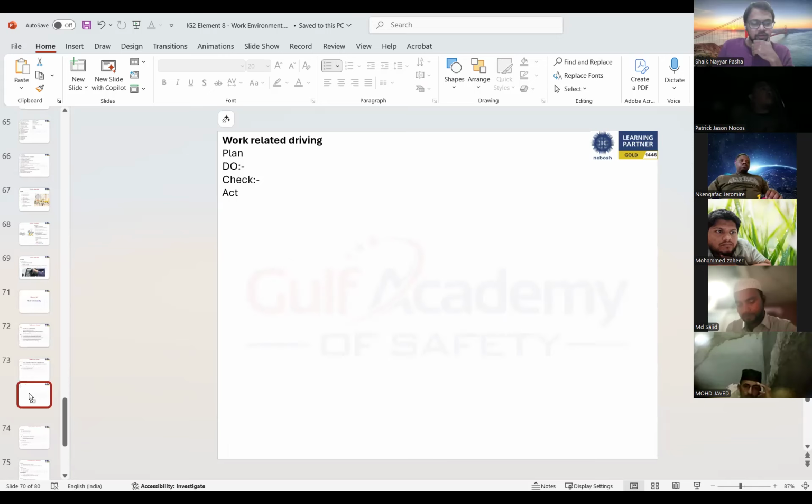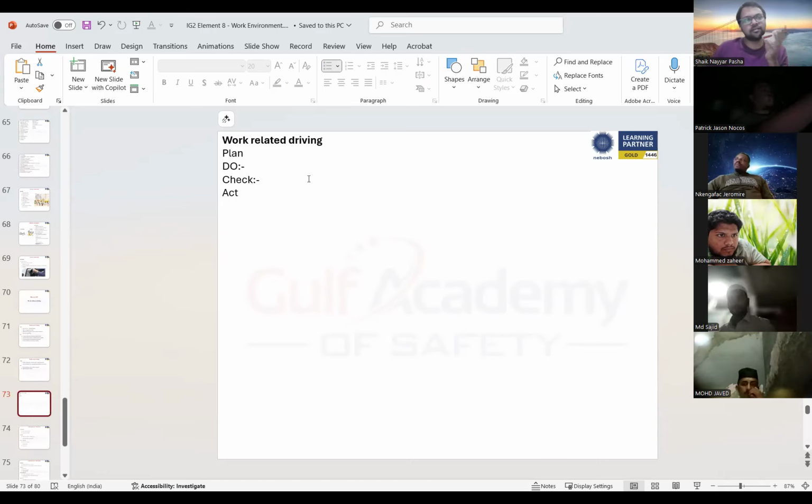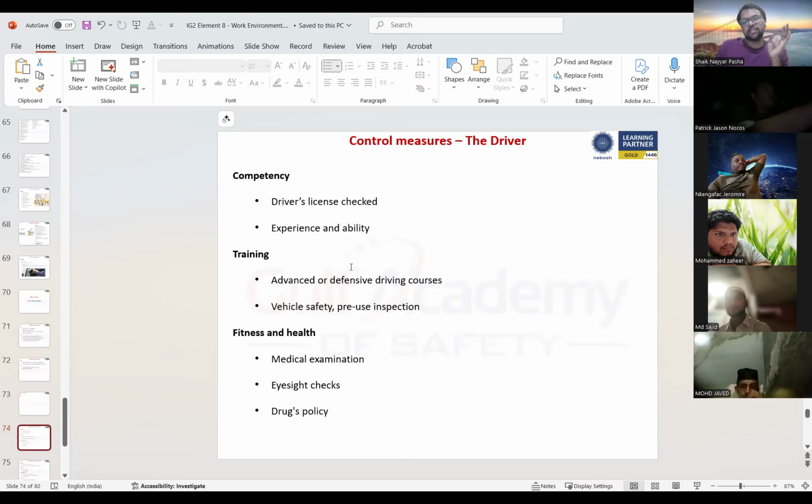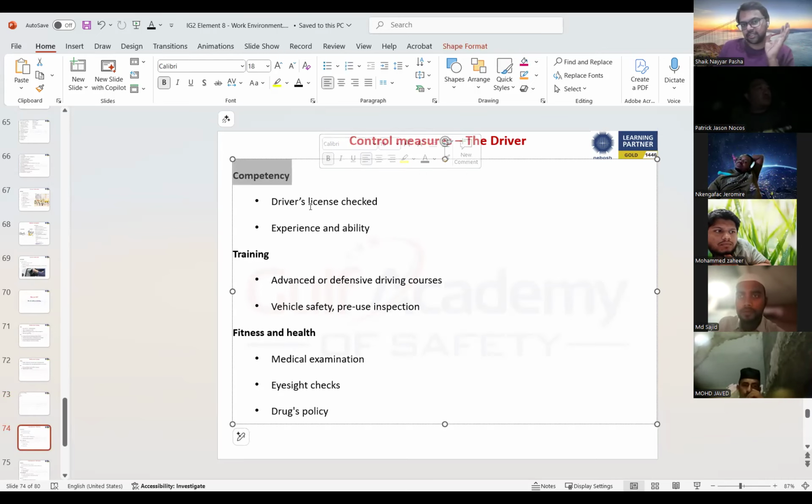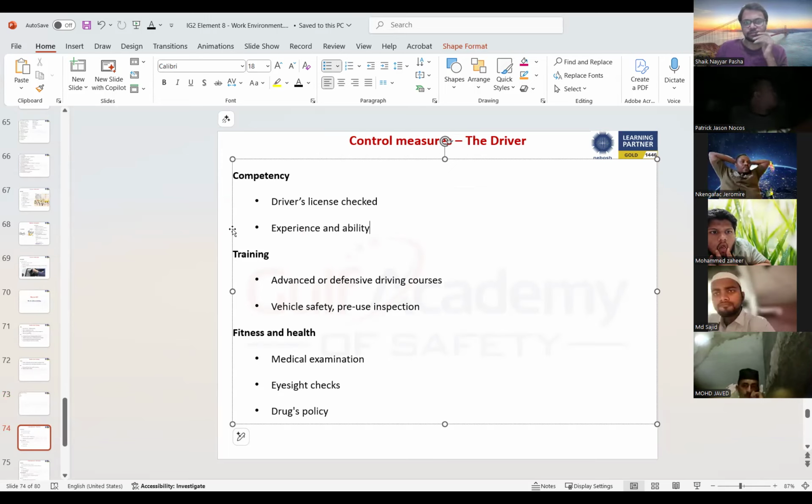Now, here again, when it comes to control measures, earlier we discussed vehicle operation: safe site, safe driver, safe vehicle. But here in work-related driving, we have safe vehicle, safe driver, and safe journey. First, safe driver, you can see. Competency of the driver should be checked, driver's license should be checked, experience and ability should be checked, and feedback from the previous employer should also be checked by the management.